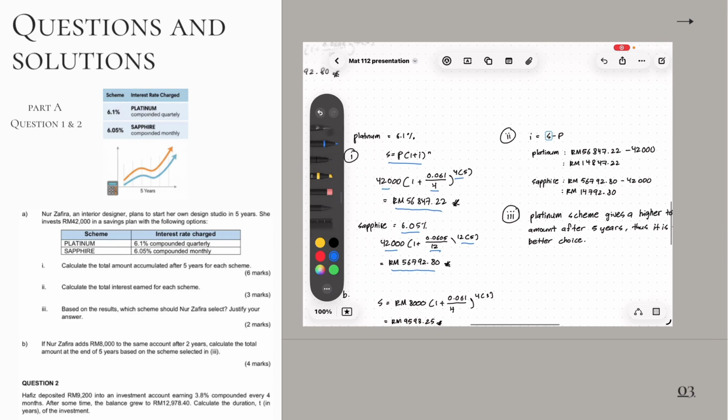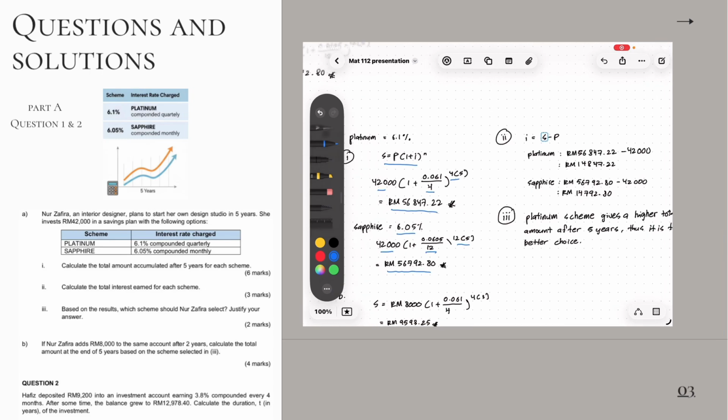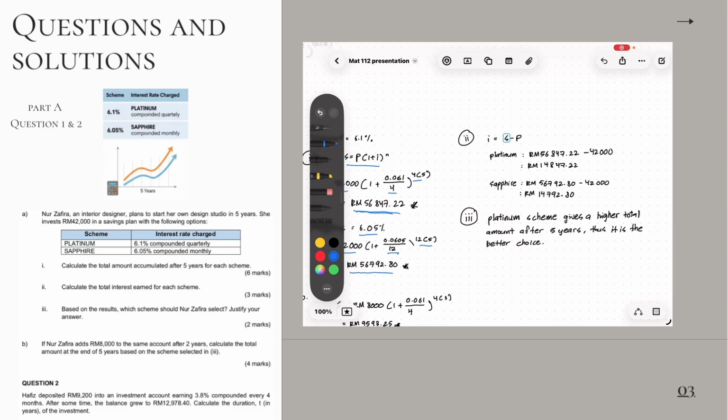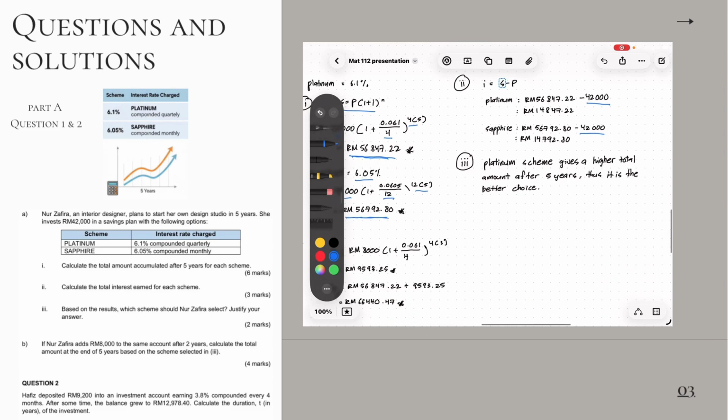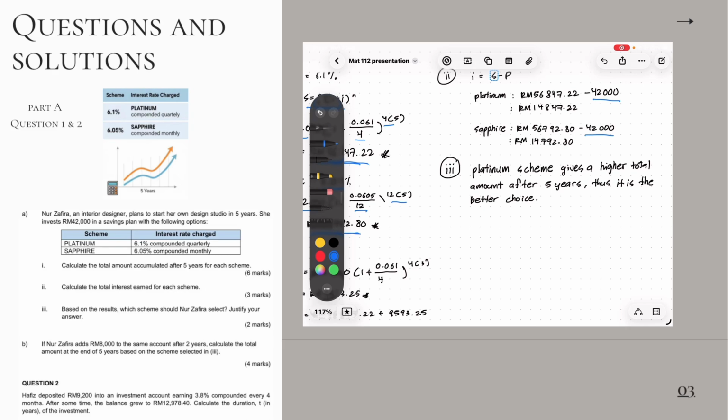And for the Roman 2 question, calculate the total interest earned for each scheme. For platinum, we already know the accumulated amount is 56,847.22, so we just take that amount minus the original amount, which is 42,000. You will get 14,847.22. For sapphire, take the accumulated amount, 56,792.80, minus the basic amount. You will get 14,792.80.